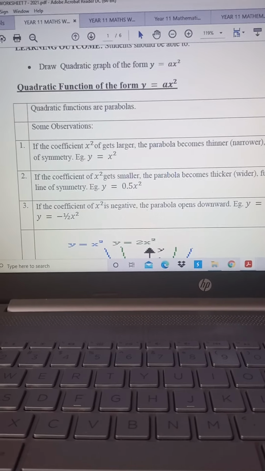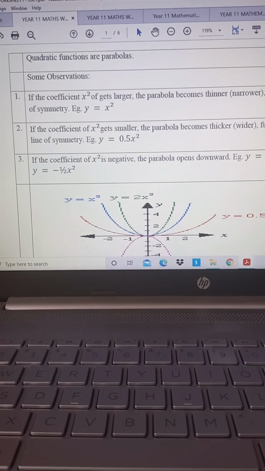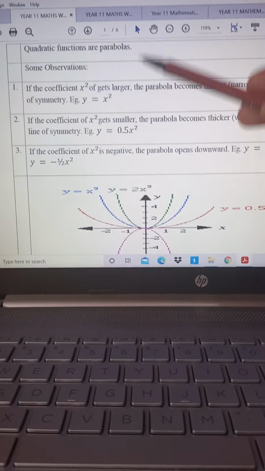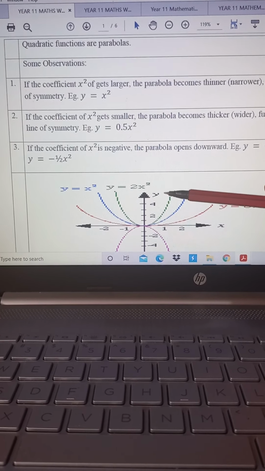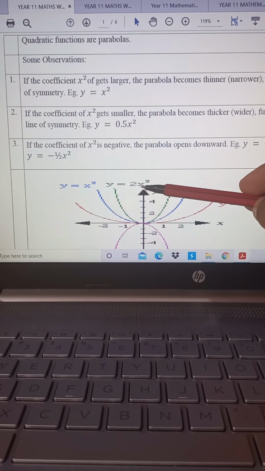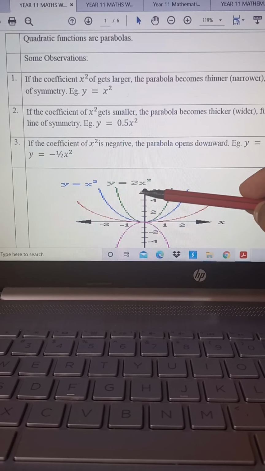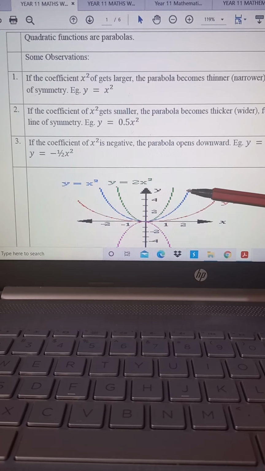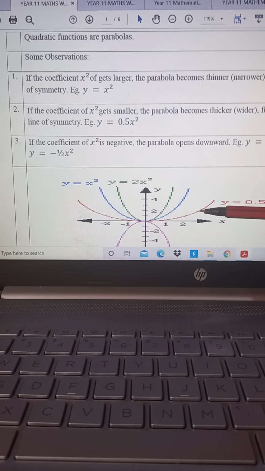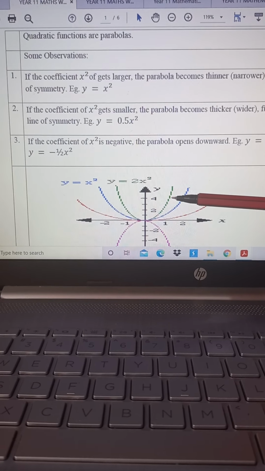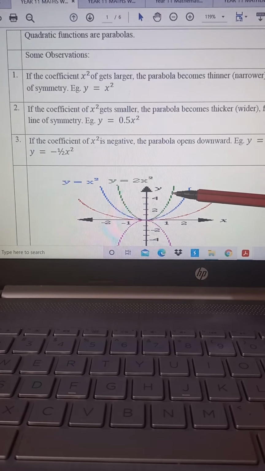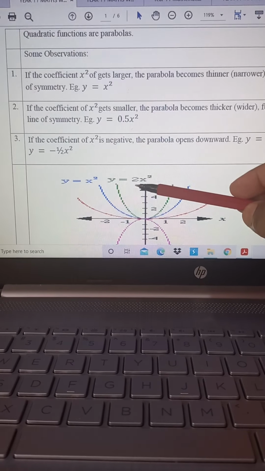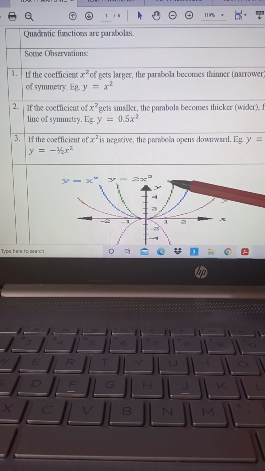We can also refer to the graphs that are drawn here. This green graph is referring to an equation where the coefficient is more than 1. If you compare the green, blue and the red graphs, the narrowest is the green one. So the larger the coefficient, the narrower the graph.